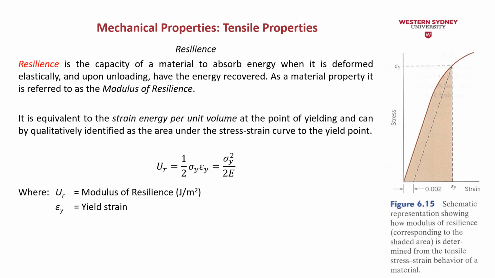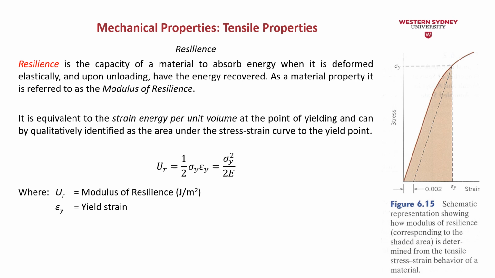It is equivalent to the strain energy per unit volume at the point of yielding, and can be qualitatively identified as the area under the stress-strain curve up to the yield point. So the resilience, or the modulus of resilience U, in joules per cubic meter, is going to be equal to half of the yield stress multiplied by the strain, or equal to the yield stress squared divided by 2E.